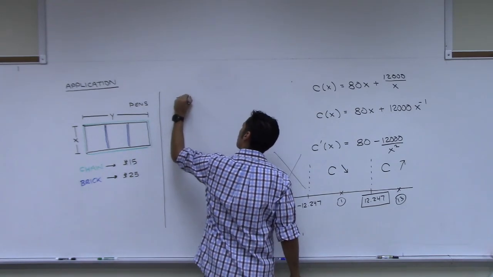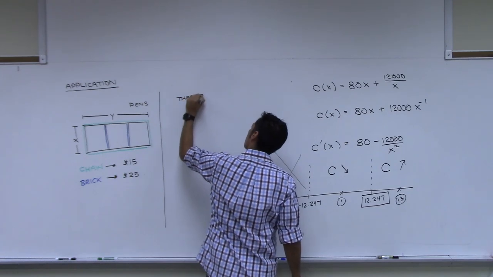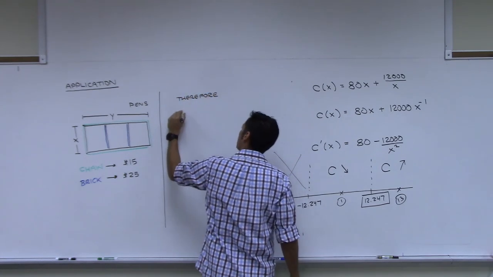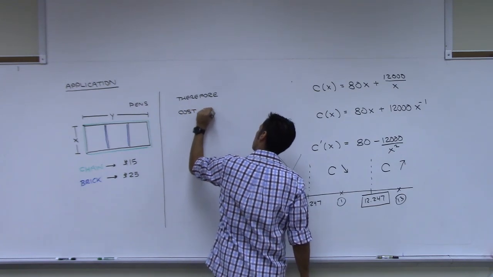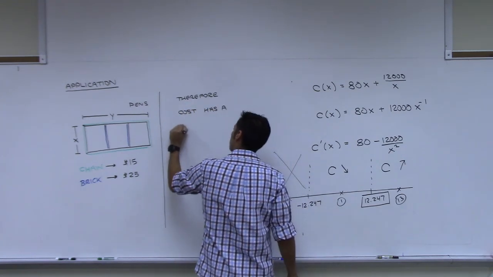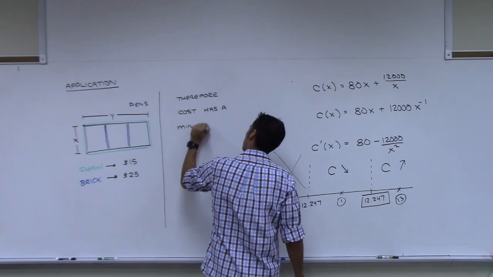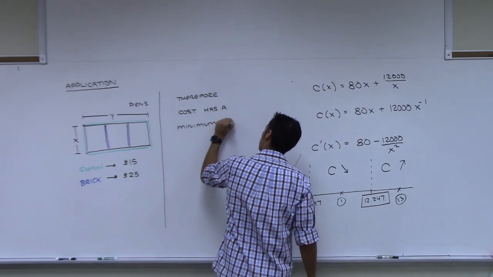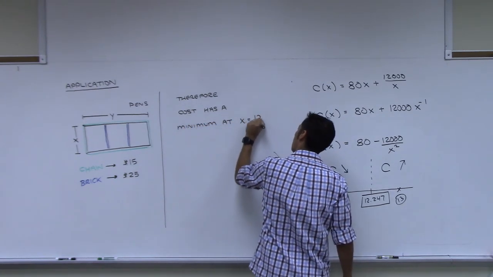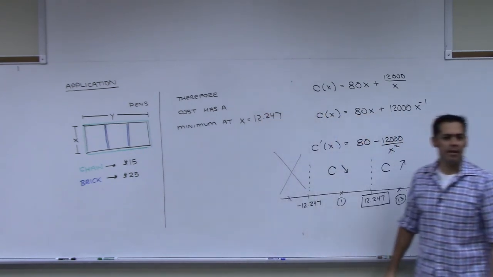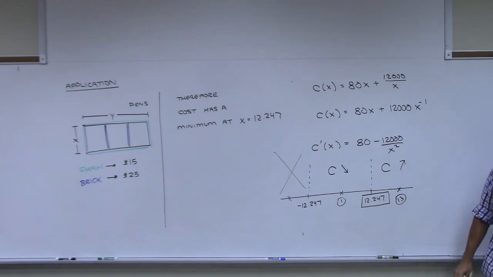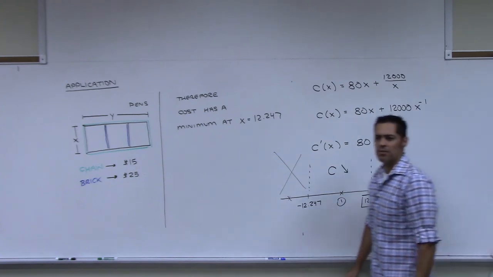Therefore, the cost has a minimum at x equals 12.247. Okay? Have we answered the question?